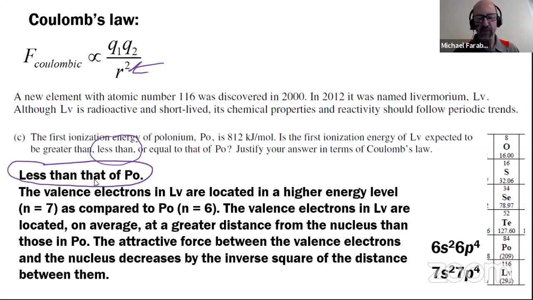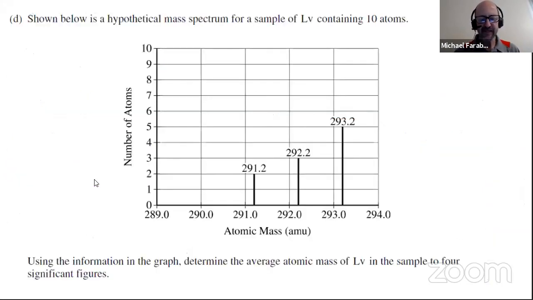All right, there was a part D to this question. Let's take a look at it. This is a mass spectrum, and there are 3 isotopes of Livermorium that are featured in this question. At the top of the little bars in the bar graph, these are the mass numbers. On the vertical axis, we have number of atoms. So it's a sample of 10 atoms.